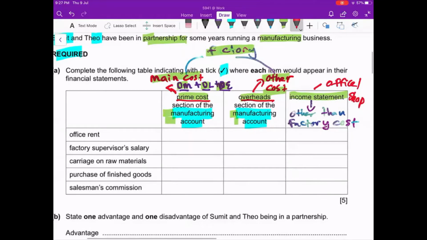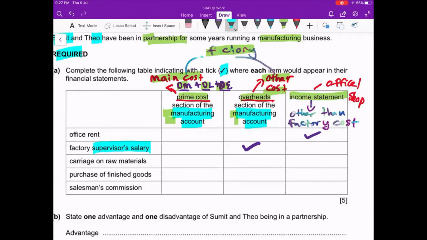So the first item is office rent. Office rent will go to the income statement. And next one is factory supervisor salary. Is the supervisor directly involved in the manufacturing or indirectly involved? The supervisor will be indirectly involved. If indirectly involved, it's not a main cost, so it will go to the overhead.